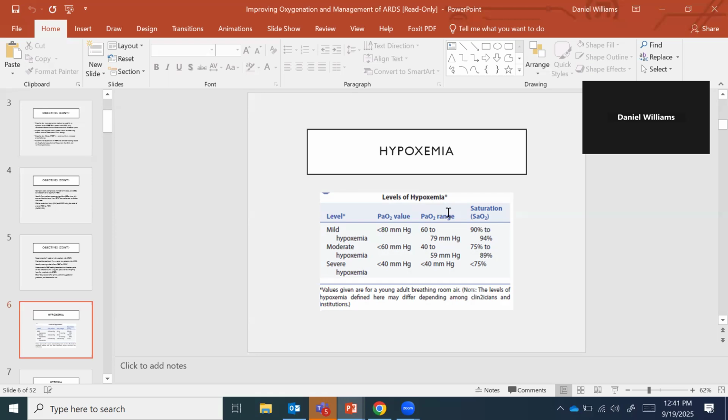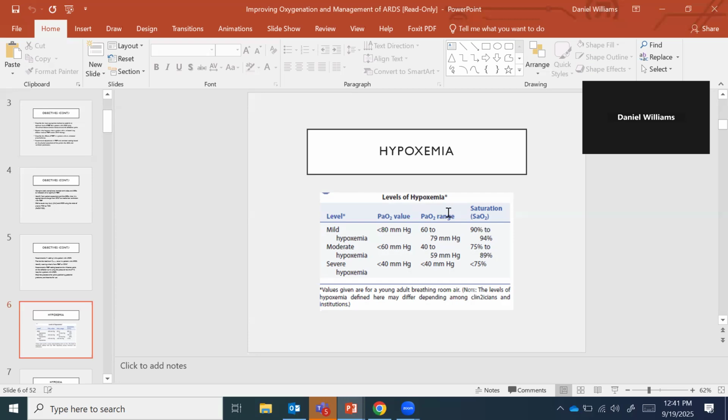So as far as arterial blood gas interpretation is concerned, we do have mild, moderate, and severe hypoxemia. We also have normal. So 80 to 100 is normal, 60 to 79 would be considered mild, while 40 to 59 is considered moderate hypoxemia, and anything less than 40 would be considered severe hypoxemia.